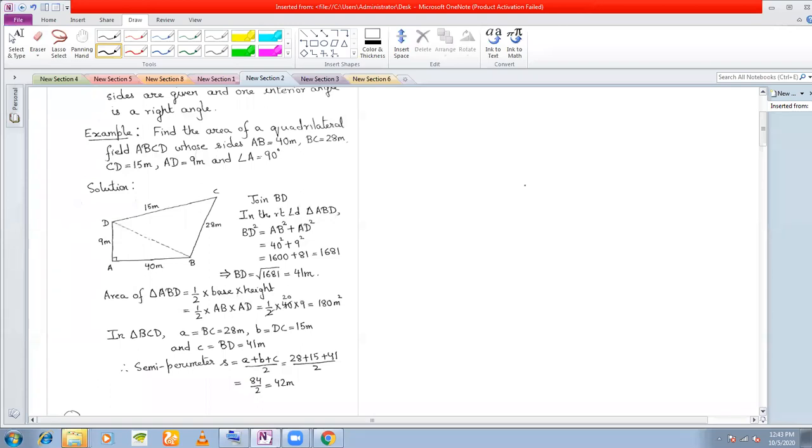If you see, I have drawn the figure. I've labeled the side AB as 40, BC as 28, CD as 15 and AD as 9. It is also given that angle A is 90 degrees, that angle A is the right angle. You need to find out the area of the quadrilateral ABCD.